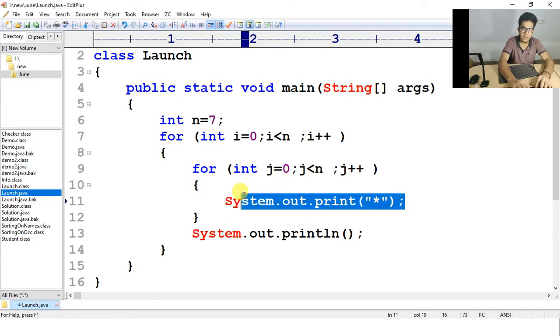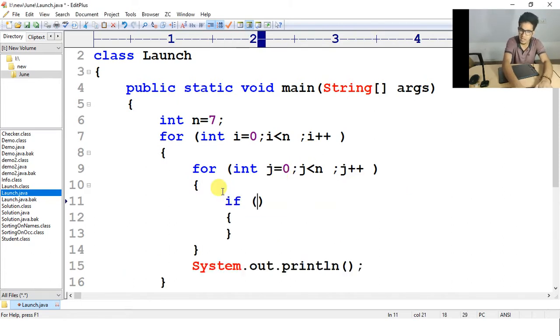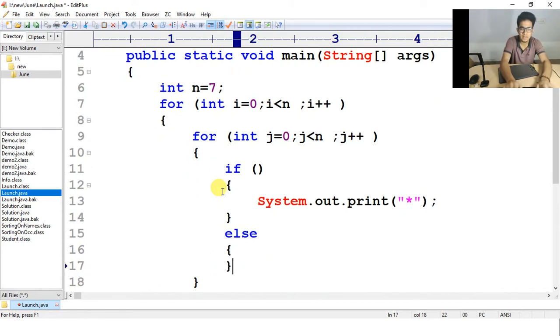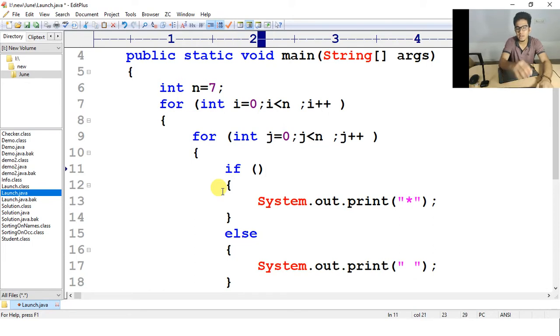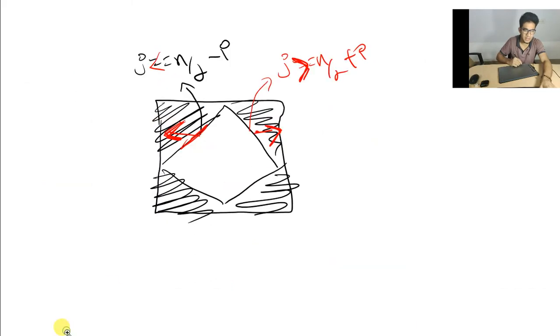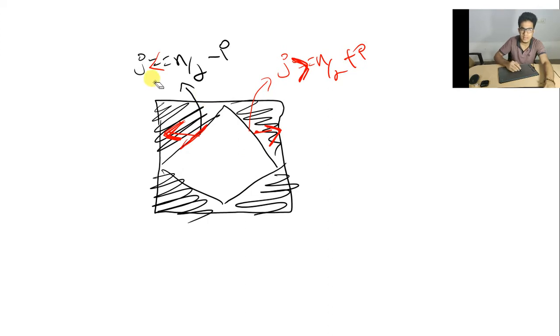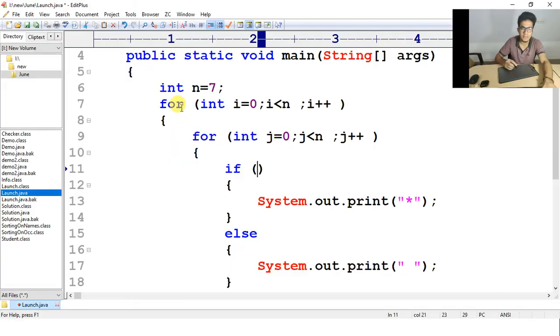Now what I have to tell? Don't print stars everywhere, so cut it. If some condition is true, then only print the star. For this, if there is one, else you have to print a space. What condition do I have to write here? Yes, what I have derived there is J is less than or equal to n by 2 plus I.